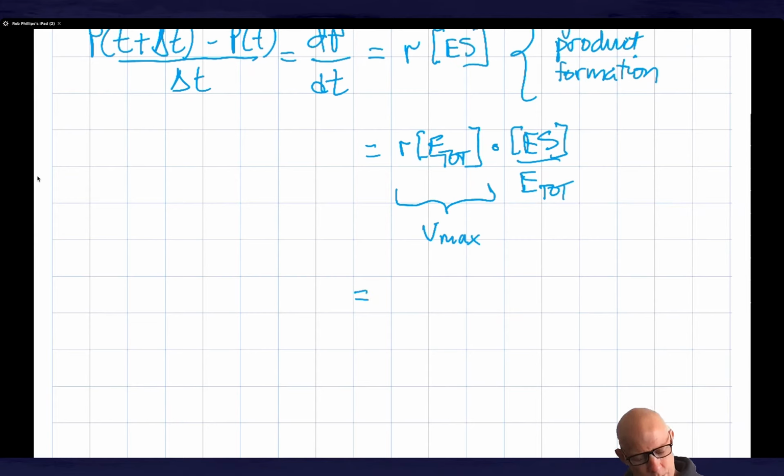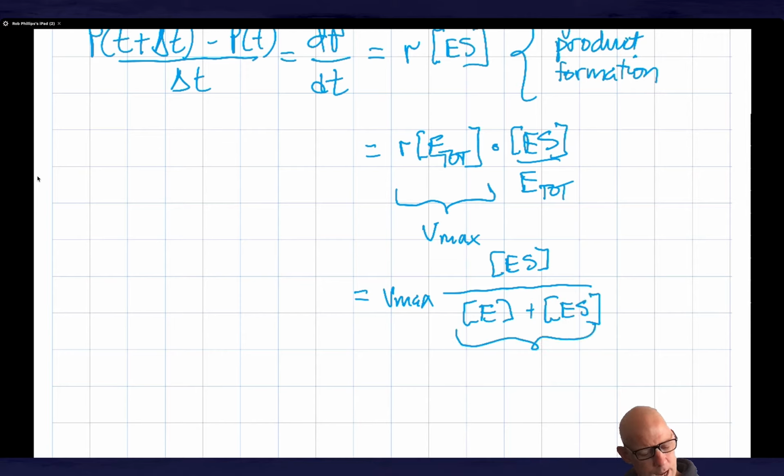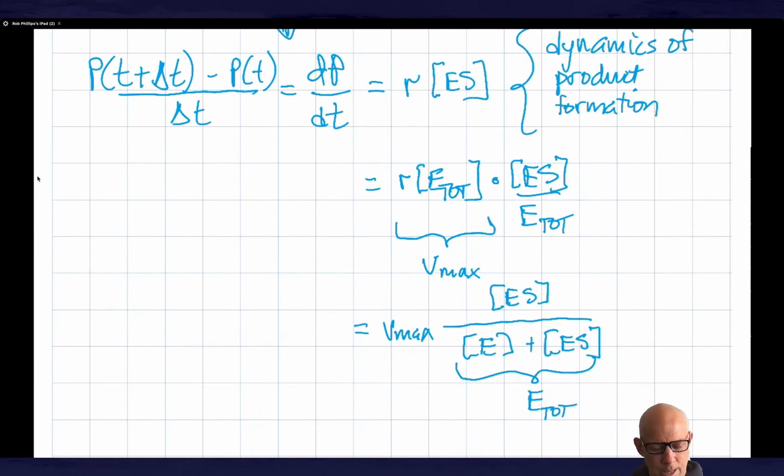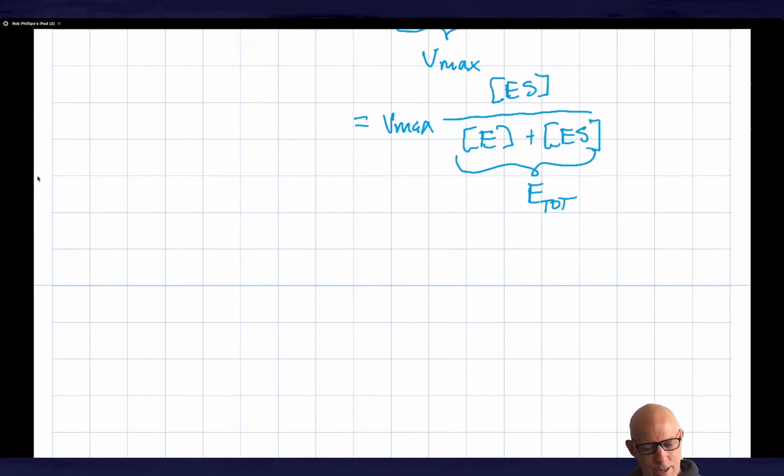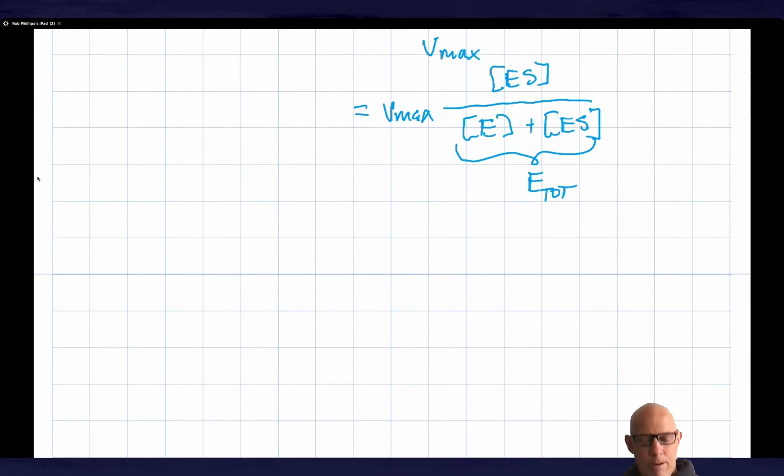That's the fastest that I could produce product in this scenario. So we can rewrite this as Vmax times ES over E plus ES, since this denominator is E tot, right? The total amount of enzyme is the enzyme that's free plus the enzyme that's complexed with substrate. So that's the total amount of enzyme. So that's what we have to say about the equation for dP by dt.